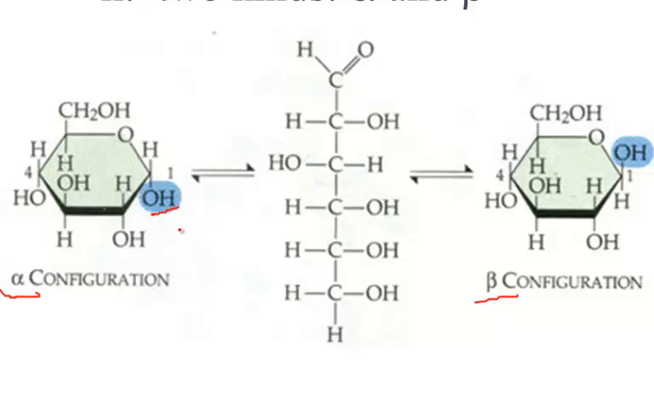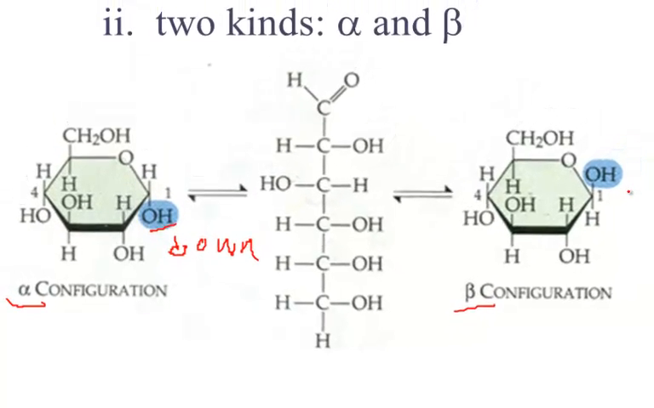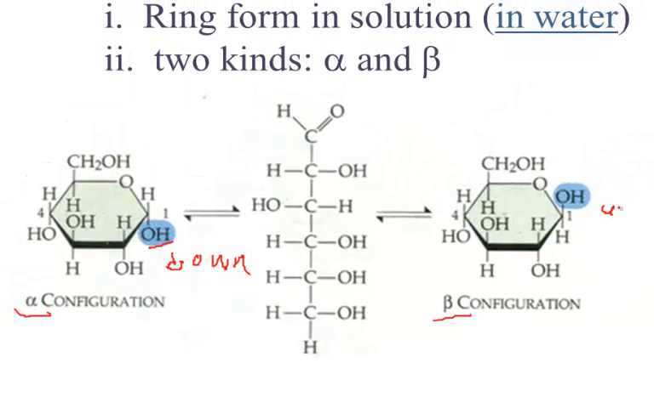If you have an alpha configuration for glucose, the hydroxyl on the number 1 carbon is in what's called the down position. But if you get the hydroxyl on the number 1 carbon to be in the up position, that is considered to be the beta configuration.